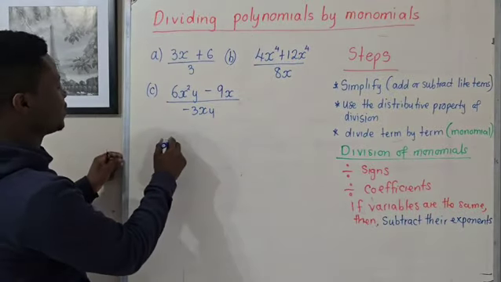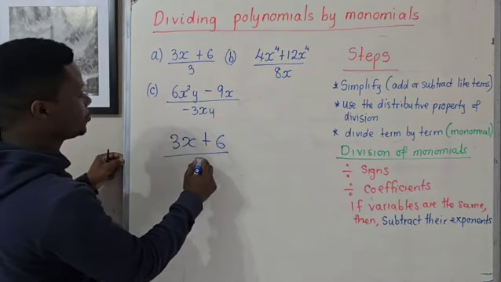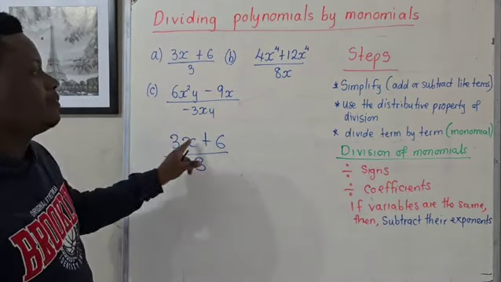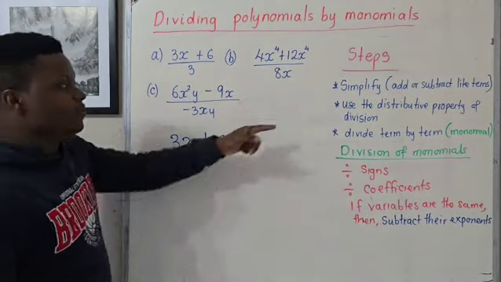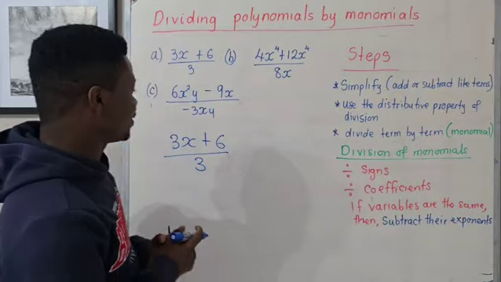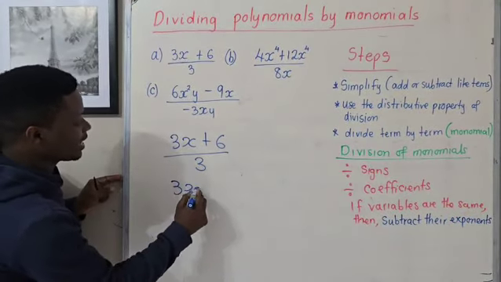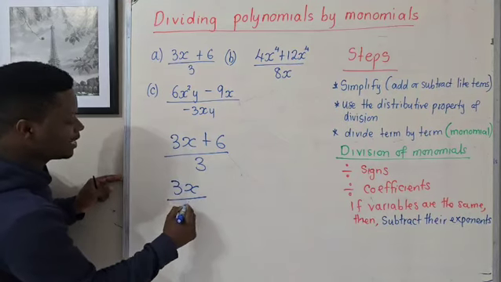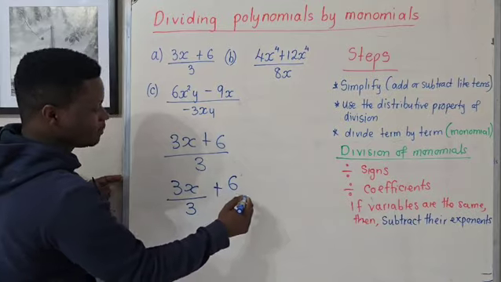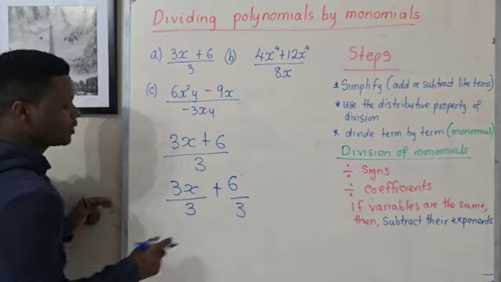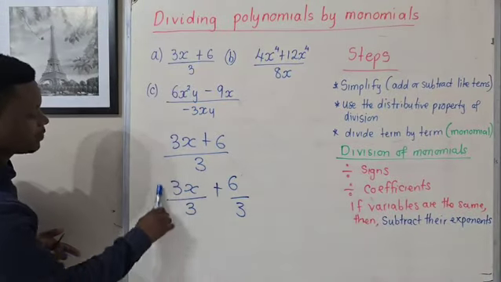The first one says 3x plus 6 all over 3. So can I simplify this? These are not like terms, so I'm not going to simplify. That means I have to use the distributive property of division. I have to write my numerator 3x divided by the denominator 3, plus my numerator 6 divided by the same denominator 3. Then from there we divide a term by a term.